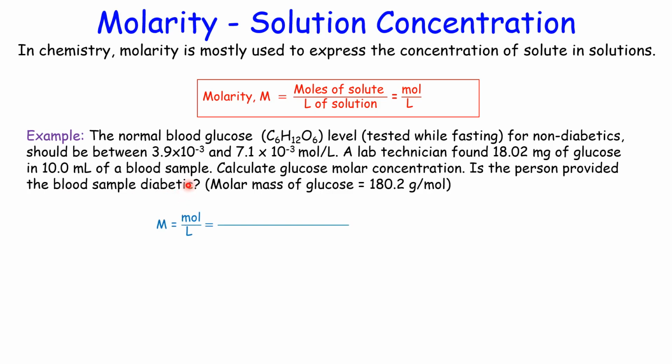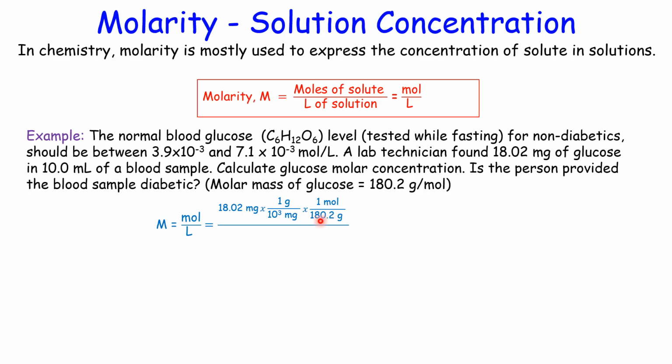Okay, of course, in order to answer this question, whether the person is diabetic or not, we first have to find out the molarity of the blood sample. Molarity can be calculated using moles of solute. What do we know? We have 18.02 milligrams. We start from what is given. First, we need to convert from milligrams to grams so that we can use the mole concept. And then, you see the milligrams are cancelled. Then from grams to moles, using the molar mass.